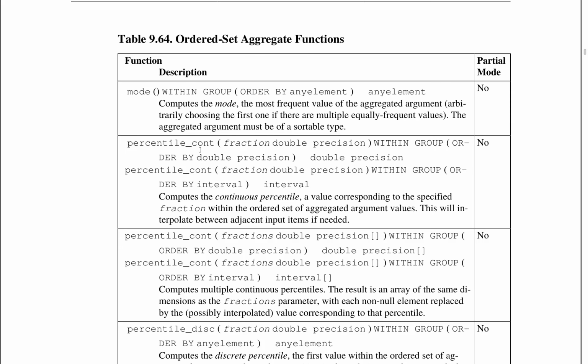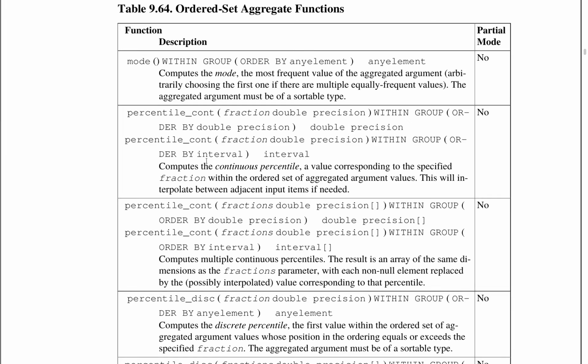Then we have percentile_cont, which takes a fraction in double precision, WITHIN GROUP ordered by double precision, and returns a double precision. Similarly, we have percentile_cont, which takes a fraction of double precision WITHIN GROUP ordered by interval and returns an interval. Both functions compute the continuous percentile, a value corresponding to a specified fraction within the ordered set of aggregated argument values. This will interpolate between adjacent input items if needed.